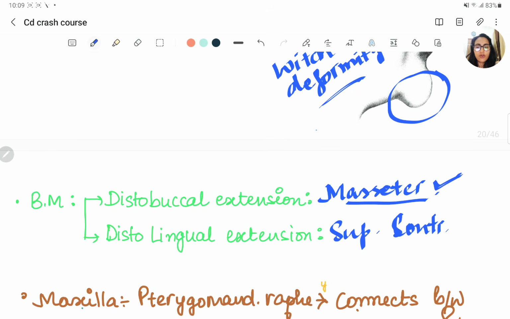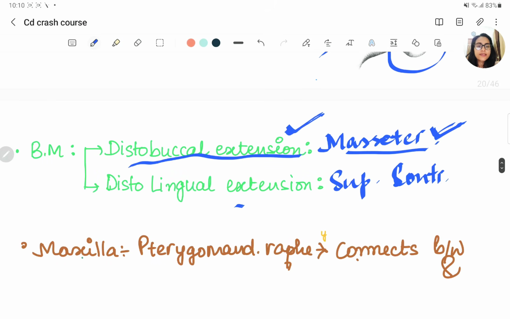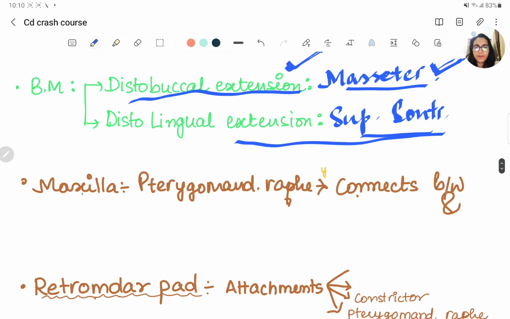So the action of masseter over the buccinator is what we see as a masseteric notch, which is recorded in the mandible. So during border molding, the masseteric notch is recorded in the distobuccal flange area in the mandible, because of the action of masseter via the buccinator. So that records the distobuccal extension of a mandibular denture. And distolingual extension is recorded via the superior constrictor muscle.